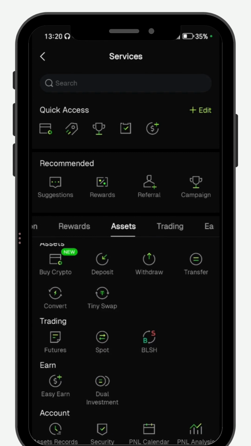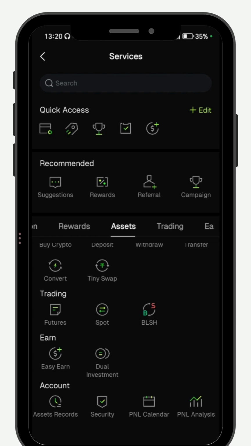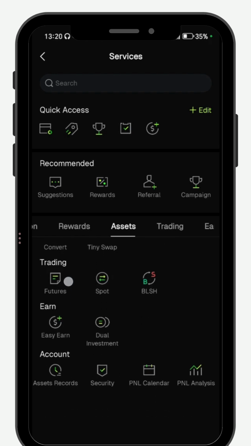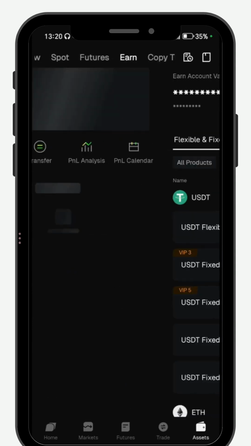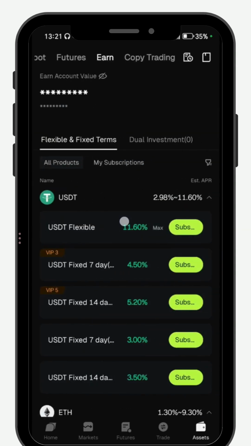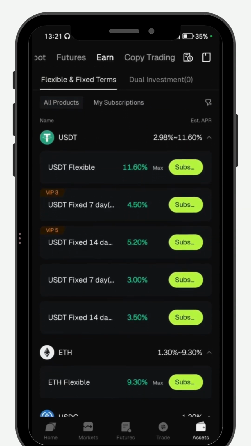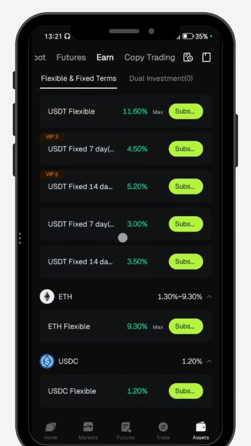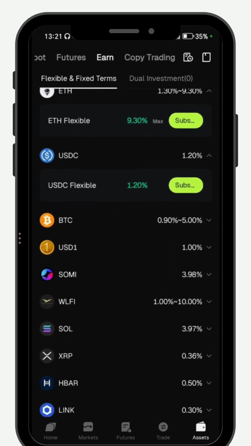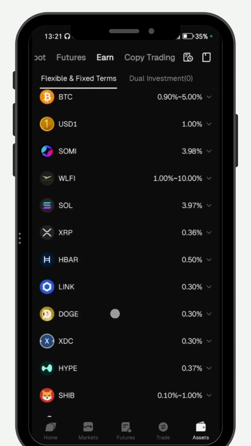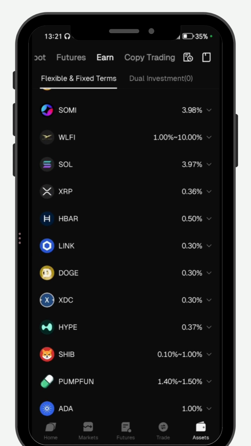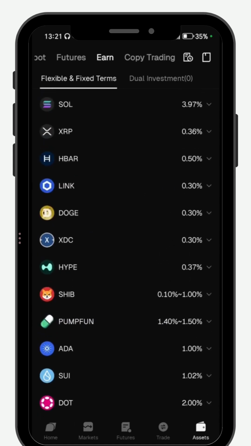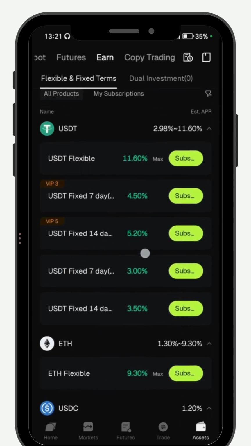You can also see deposit. I've already talked about that. Withdraw, transfer, convert, tiny swap. If you want to swap a smaller quantity of your cryptocurrencies, you can use this one. If you want to trade futures, you can click on this one. If you want to earn, you can click on this one. They have so many different products here. You can earn USDT, you can earn ETH, you can earn BTC, lots of coins here that you can earn. If you have this coin, look at the percentage you can make just by subscribing to this product. They have up to 11%.